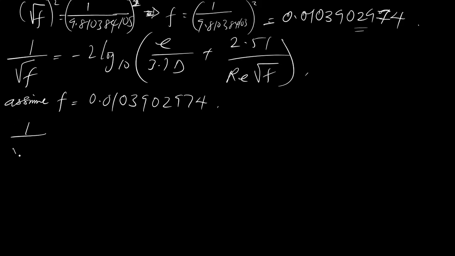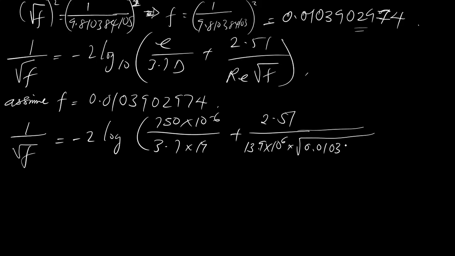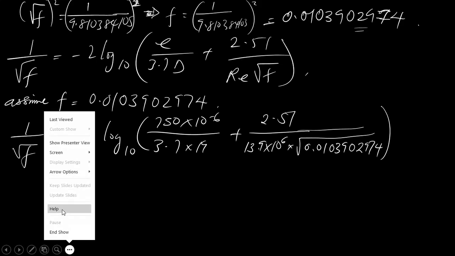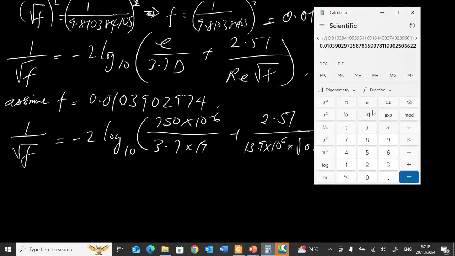Now let's solve for the next friction factor. So we have minus 2 log of E, which is 750 times 10 raised to the power minus 6, divided by 3.7 times 19, plus 2.51 divided by Reynolds number, which is 13.9 times 10 raised to the power 6 times the square root of 0.010392974 this time. So let's now use our calculator. We solve for F straight, no rigmarole. So we will now see.